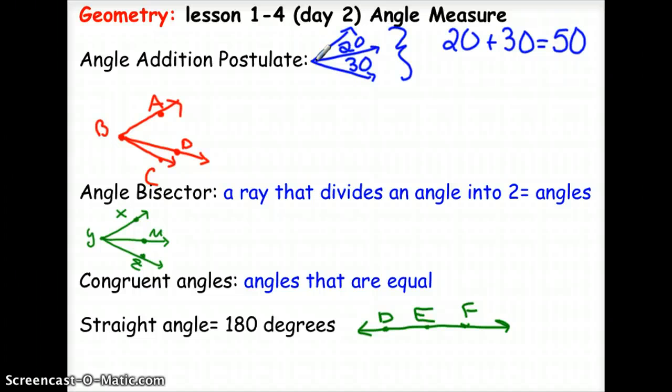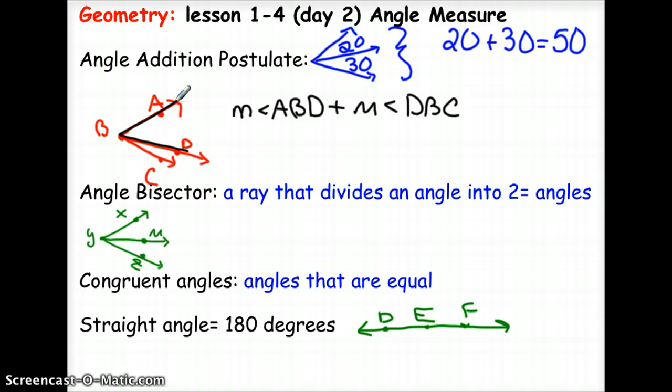So let's take a look at angle ABC. The measure of angle ABD, as in boy, plus the measure of angle DBC. So what I'm doing is I'm taking the top angle and I'm adding it to the bottom angle. And it's going to equal the whole entire angle, which is the measure of angle ABC.